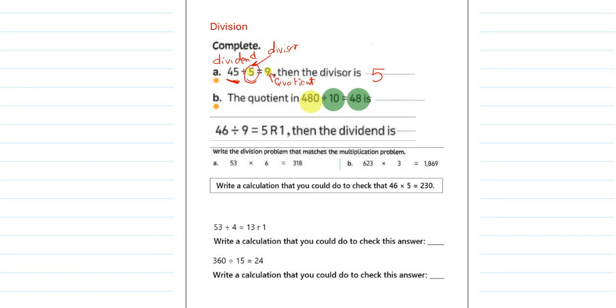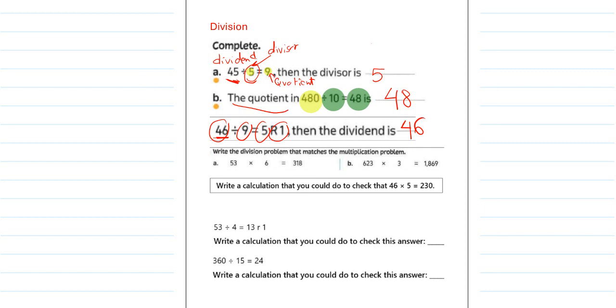Sometimes we have a remainder. What is the quotient here? The quotient in 480 divided by 10, I mean the answer of division, is 48. 46 divided by 9 gives you 5 remainder 1. So we have dividend, divisor, quotient, remainder. Where is the dividend? The dividend is the number that you will divide, so it will be before the division sign, which is 46.